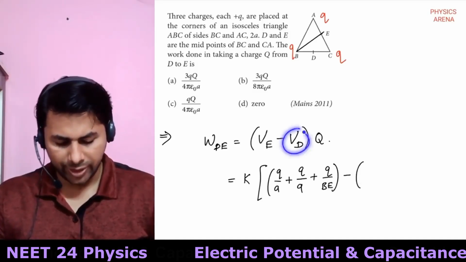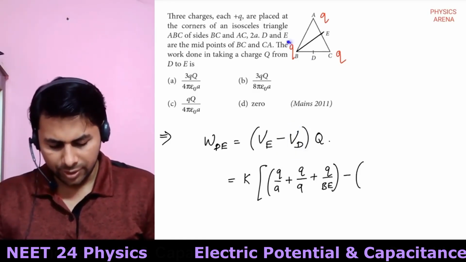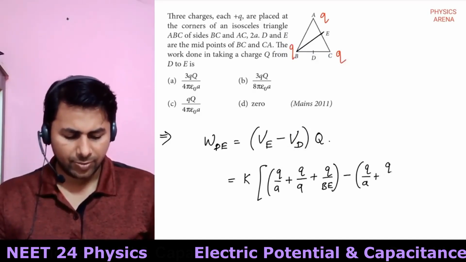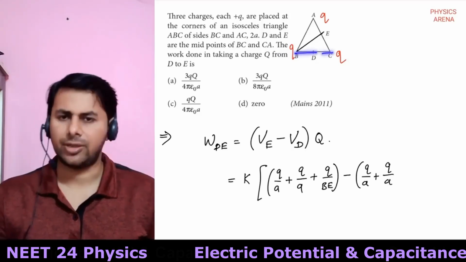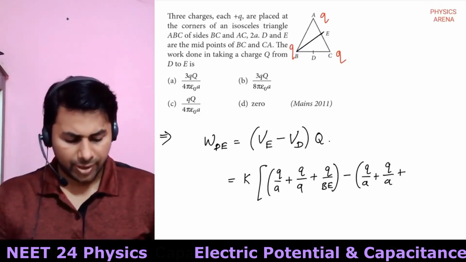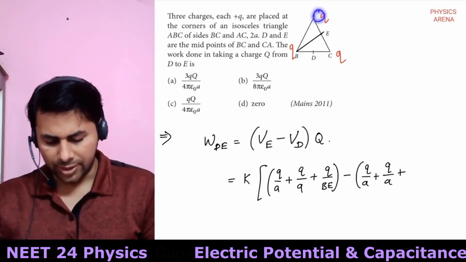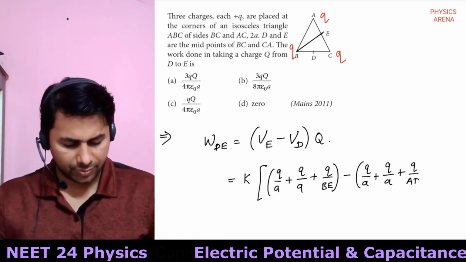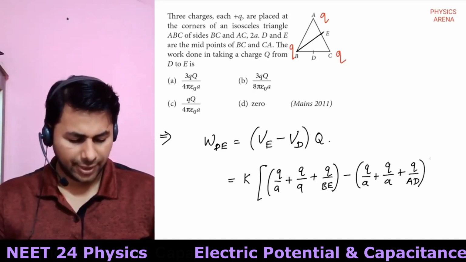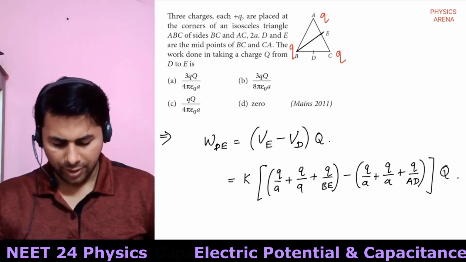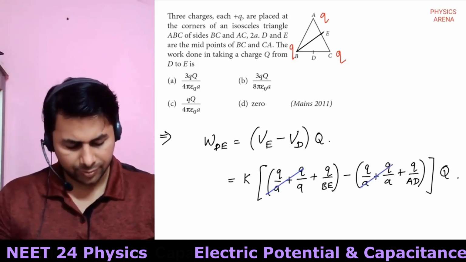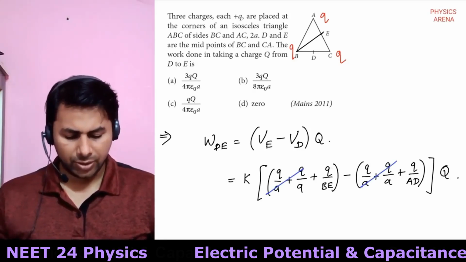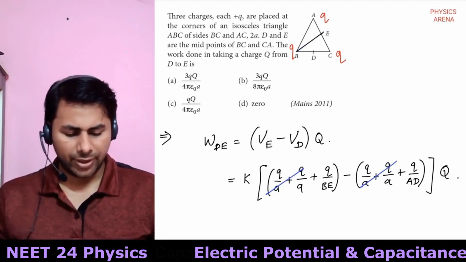Minus, what about point D? Due to this one and this one, potential at D will be Q upon A plus Q upon A, right? Plus, due to this charge, it is Q upon AD, right? So now this thing gets cancelled out, and you have Q upon BE minus Q upon AD.